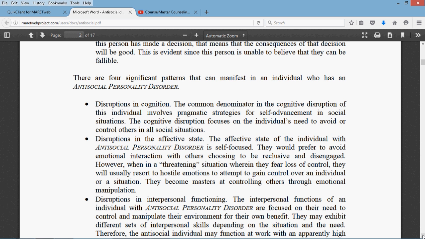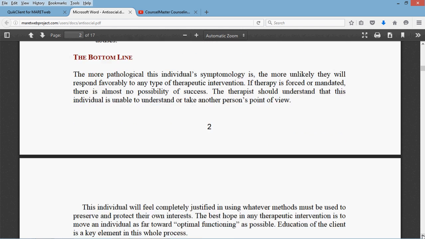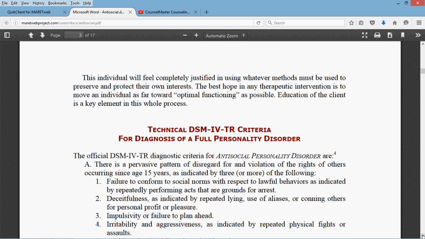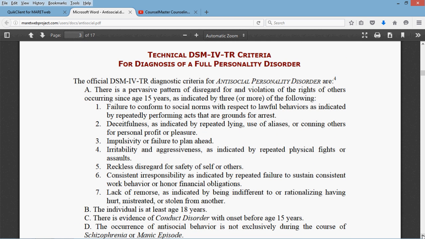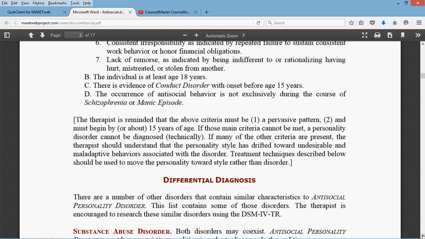Patterns that can manifest, and the bottom line is just a short analysis. This is the DSM-4-TR diagnosis for a full personality disorder diagnosis for antisocial. This is taken right out of the book. You can only use the DSM to diagnose officially.